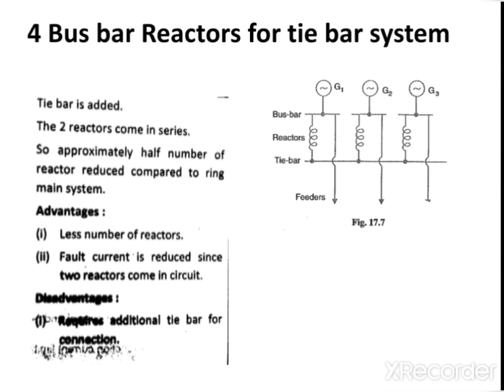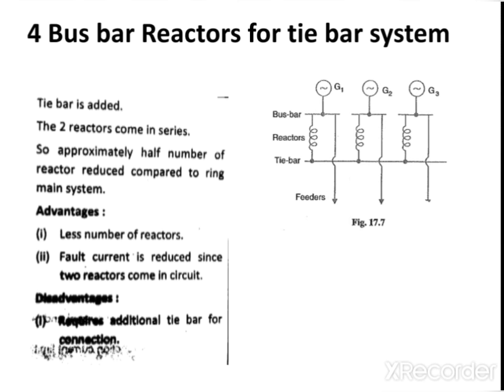The fourth type of reactor is busbar reactor for tie bar system. In this type of connection, there are two busbars. This is the main busbar and another is the tie bar. The reactor is connected in between these two busbars. These two reactors come in series connection like that.